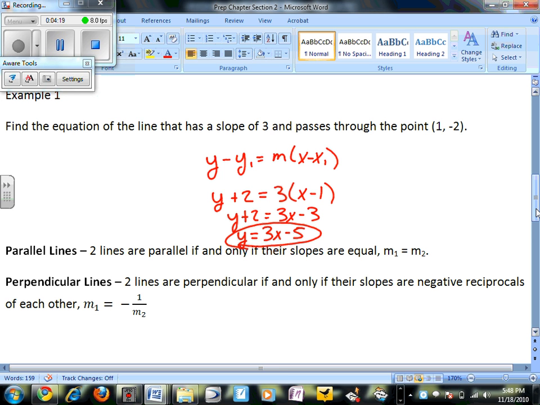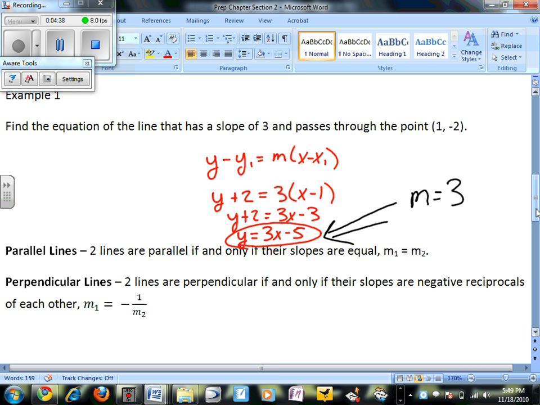Parallel lines. Two lines are parallel if and only if their slopes are equal. So if I were to have a parallel line to the line that we just found, we'd have to have a slope of 3, and then go through any other point.